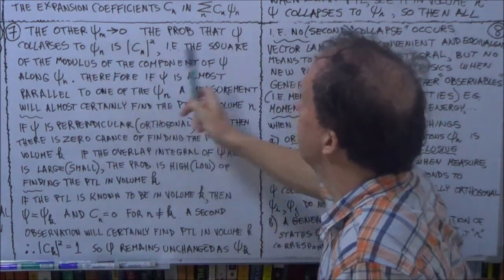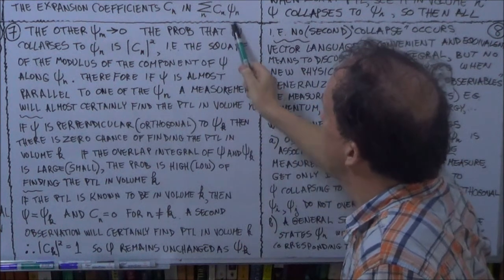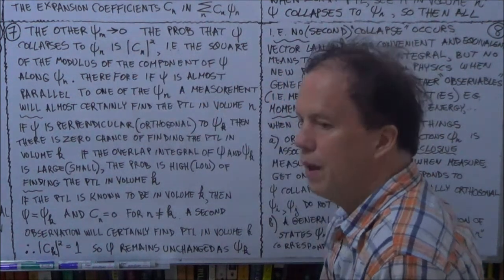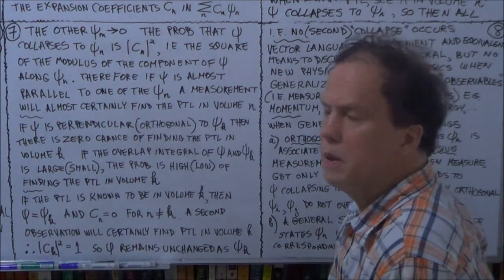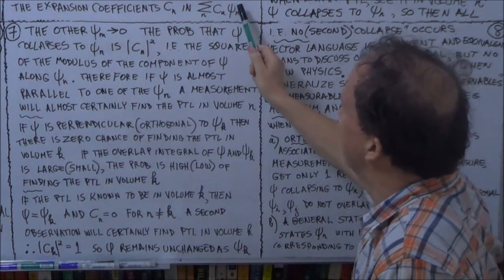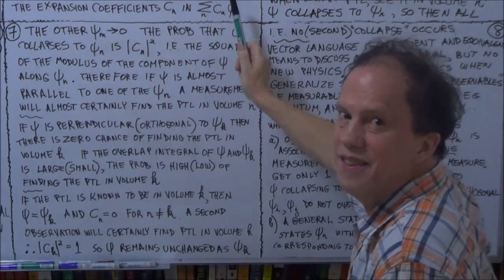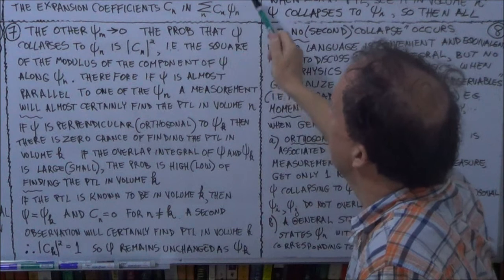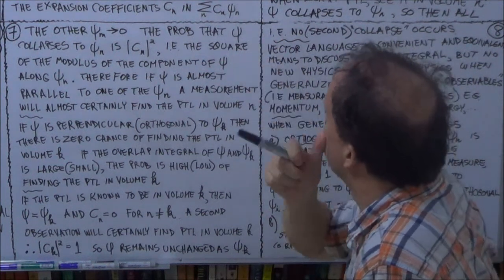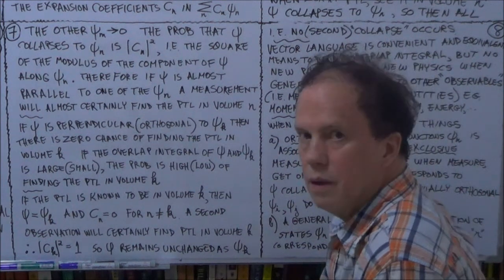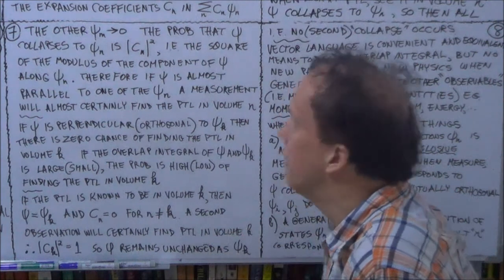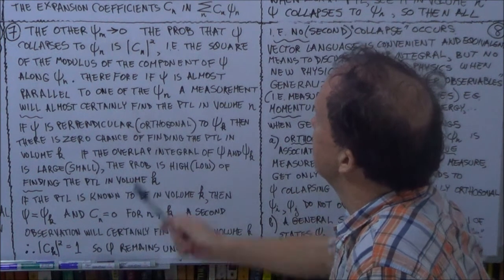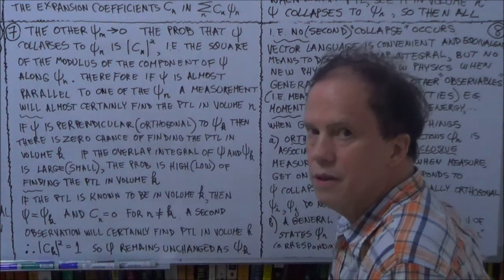Now what's the probability? Before you do the measurement, your wave function is the superposition of these waveforms, psi of n. So your general waveform is of the form sigma Cn psi of n. Okay, so the probability of finding the particle in the little nth compartment or volume is in fact Cn squared, right? And that Cn is the coefficient.